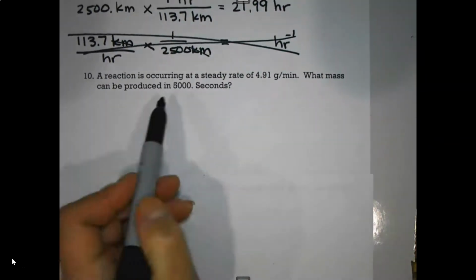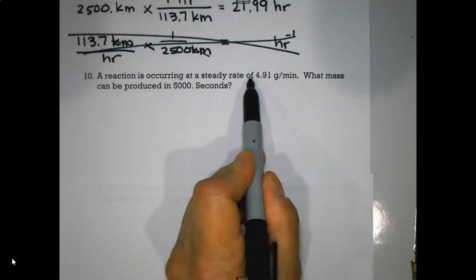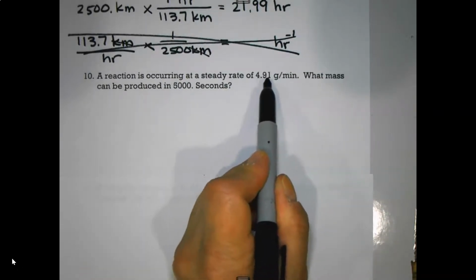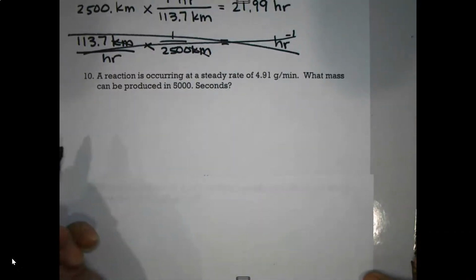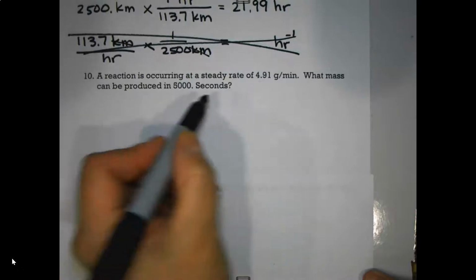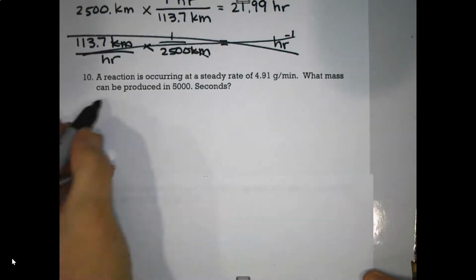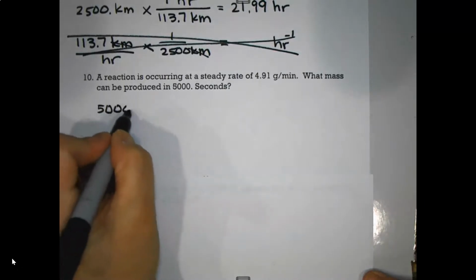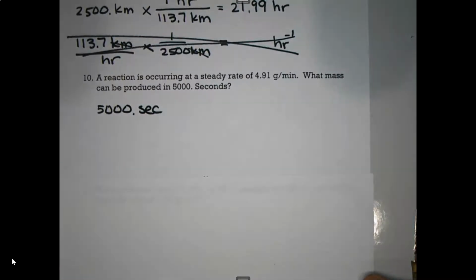Now, this one, starting off with 5,000 seconds, but I only have 3 sig figs in this conversion factor that I know is based on measurements, so my answer is only going to have 3 in this case. Okay, don't start with this question though. Start with the time. I have 5,000 seconds. Again, I write SEC instead of just S. I don't know why. Okay, what mass can be produced?